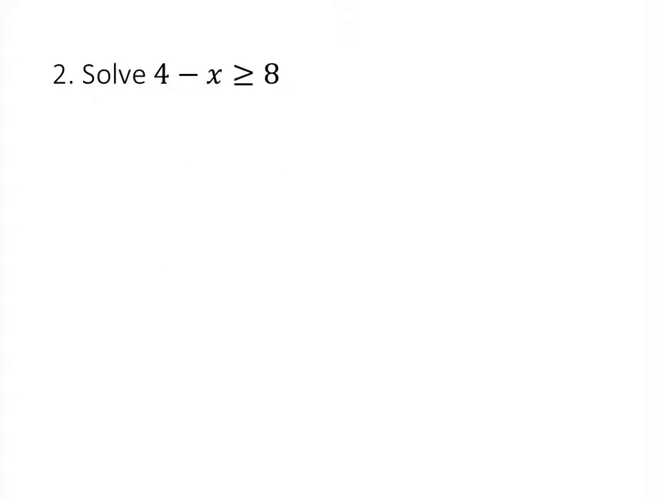This time we have 4 minus x is greater than or equal to 8. Again, if we want to get x by itself, one thing we might do is subtract 4 from both sides. That's going to give us negative x is greater than or equal to 4. And now if we want to get rid of the minus sign in front of the x, we could multiply both sides by negative 1. That would get rid of the negative sign, but it would also change the greater than or equal to into a less than or equal to. It reverses the direction of the inequality. So that would give us x is less than or equal to negative 4.